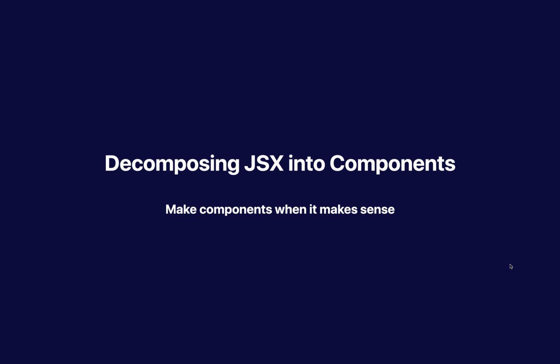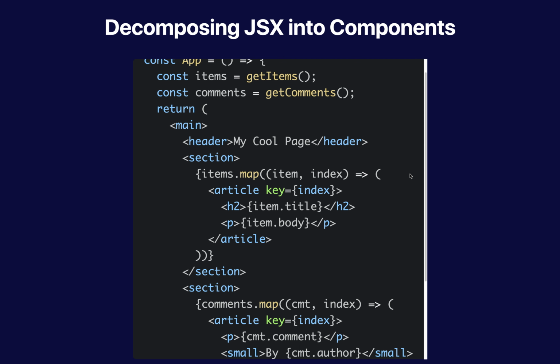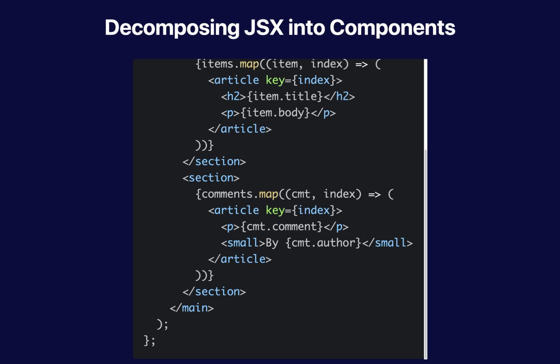And moving on from this, let's talk about decomposing JSX into components. I think you should do this when it makes sense, and I've got an example of when I think it makes sense just here. This is a contrived example, I'll admit that. It's a contrived sort of blog of sorts. We've got items and comments that we're retrieving from functions somehow. And you can see we've got a section and we map over the items, rendering an article, an H2 and a paragraph. And then in the next section down, we're doing the same thing. We're mapping over our comments, rendering an article, a paragraph, and who it was by.